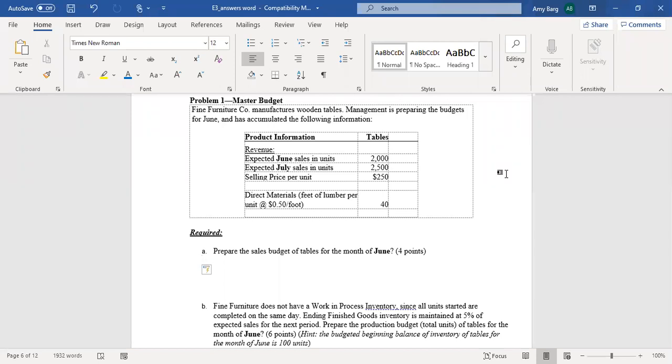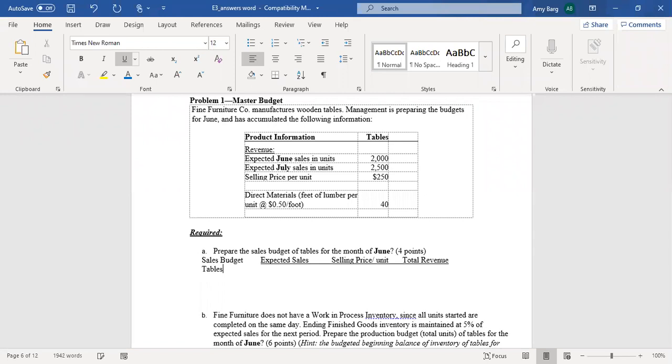And then it gives us a bunch of information, and it wants us to prepare the sales budget of tables for the month of June. So I'm going to type in here so that it's neat. Sales budget. Okay, so the sales budget is real simple. The sales budget, we just want to know the expected sales, selling price per unit, and then total revenue. And there's only one thing that we're making here, the tables.